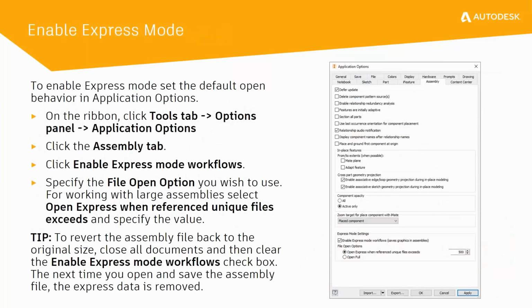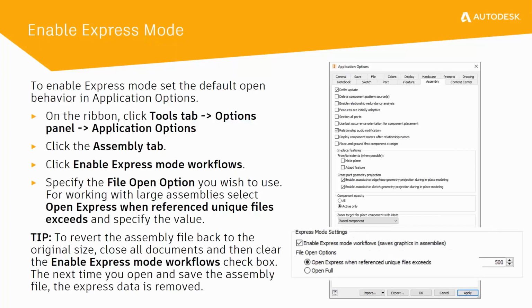How can you do this? Now, this comes back to a workflow that we showed a little bit earlier of going inside of your application options to the assembly tab and then down towards the bottom of the screen there, and I'll bring in an illustration that shows a little bit closer. You have the Express Mode settings area. Here, by turning on Enable Express Mode Workflows, any file that you then open thereafter is going to have this Express Mode data saved inside of that file, and you will see changes to the file sizes.